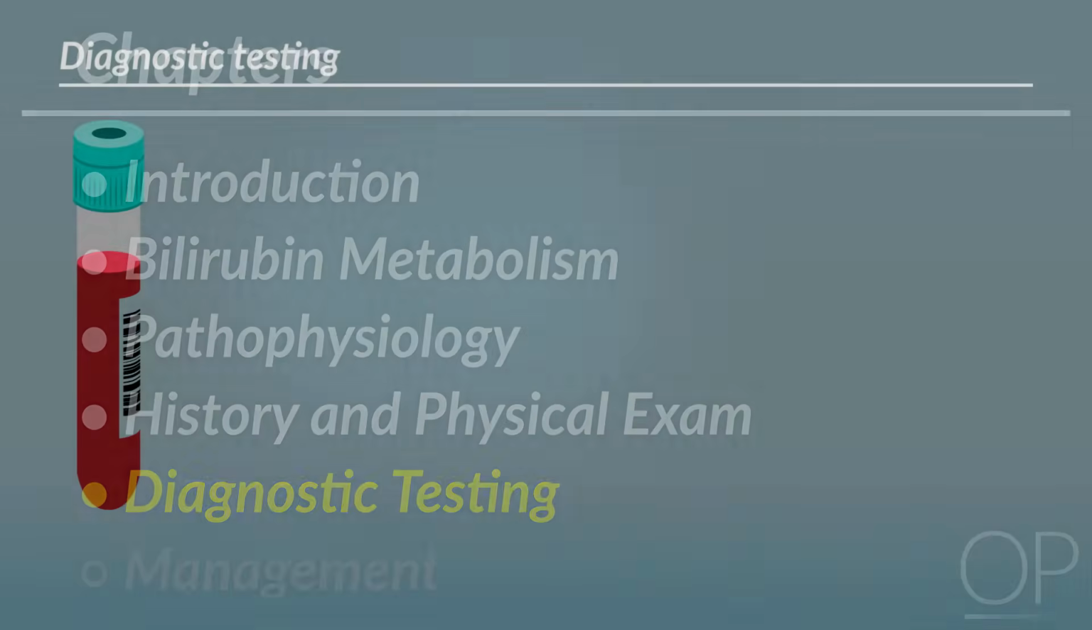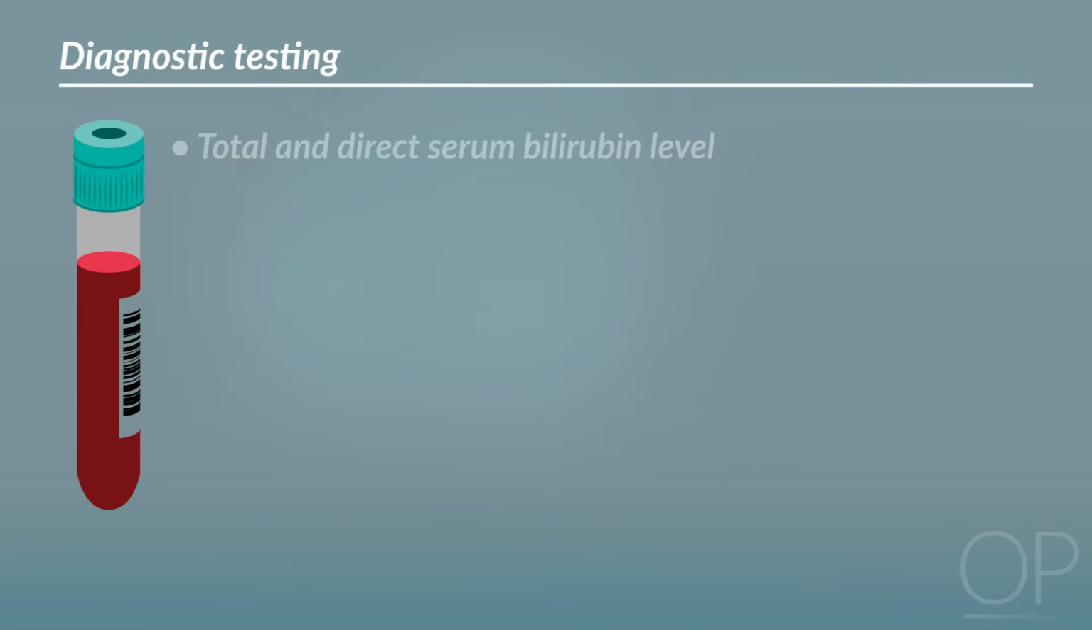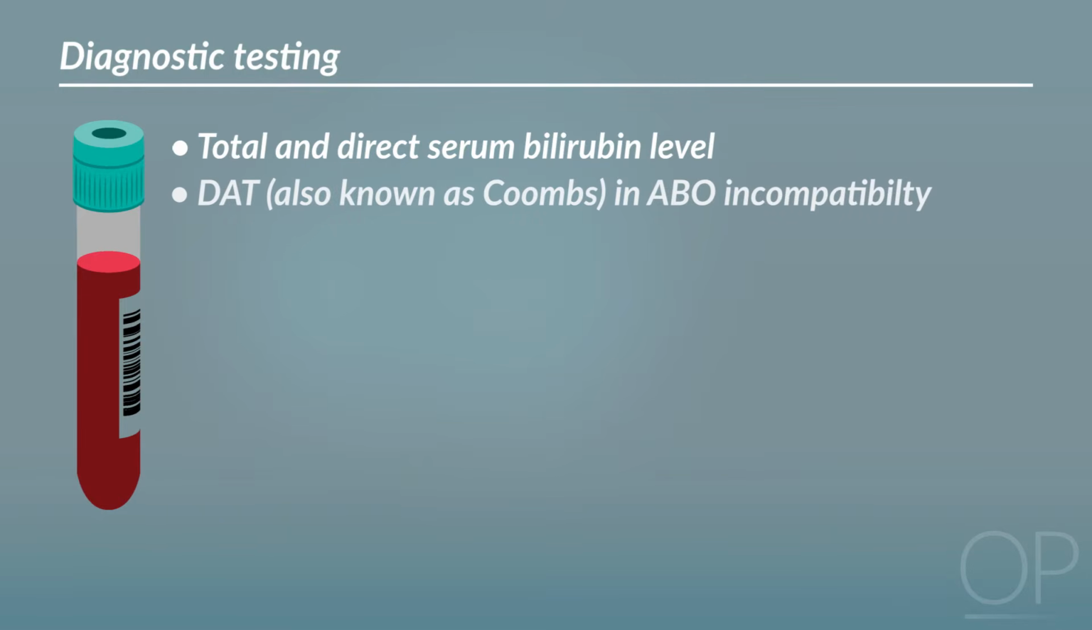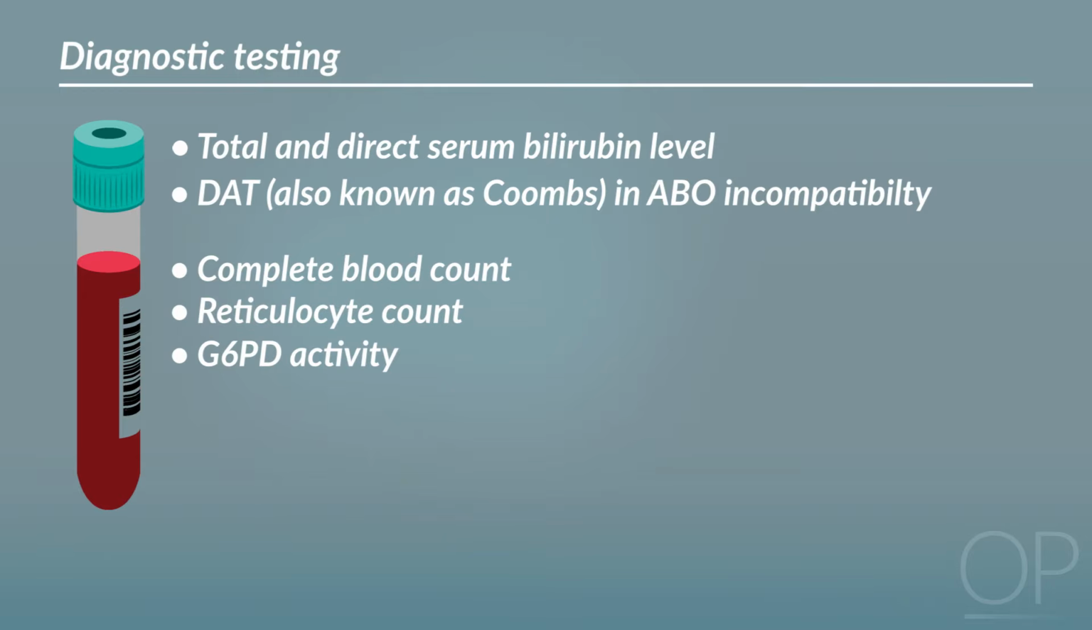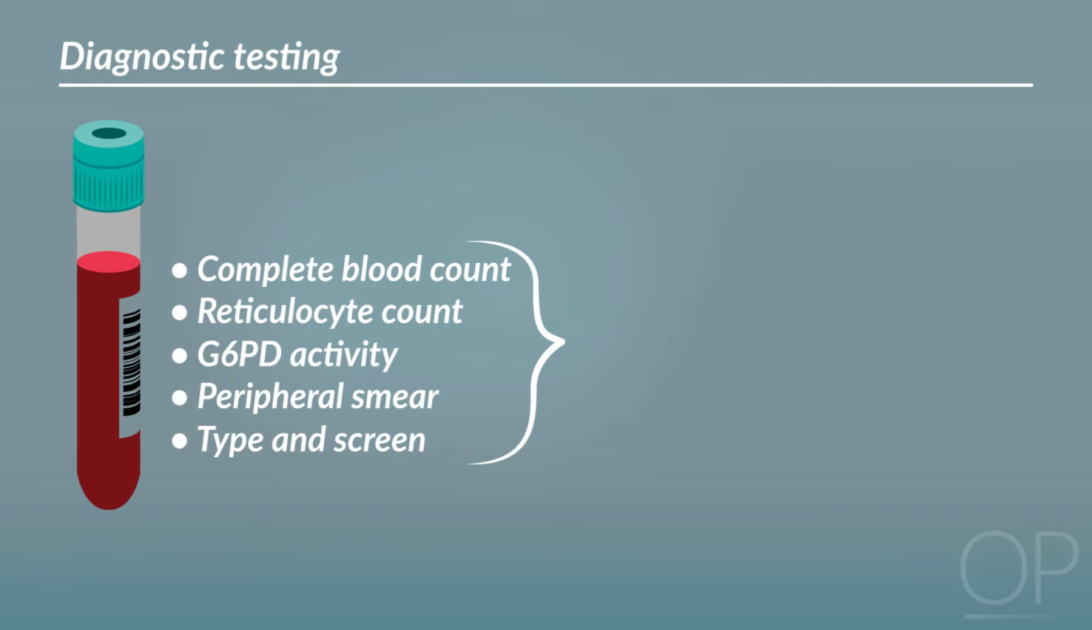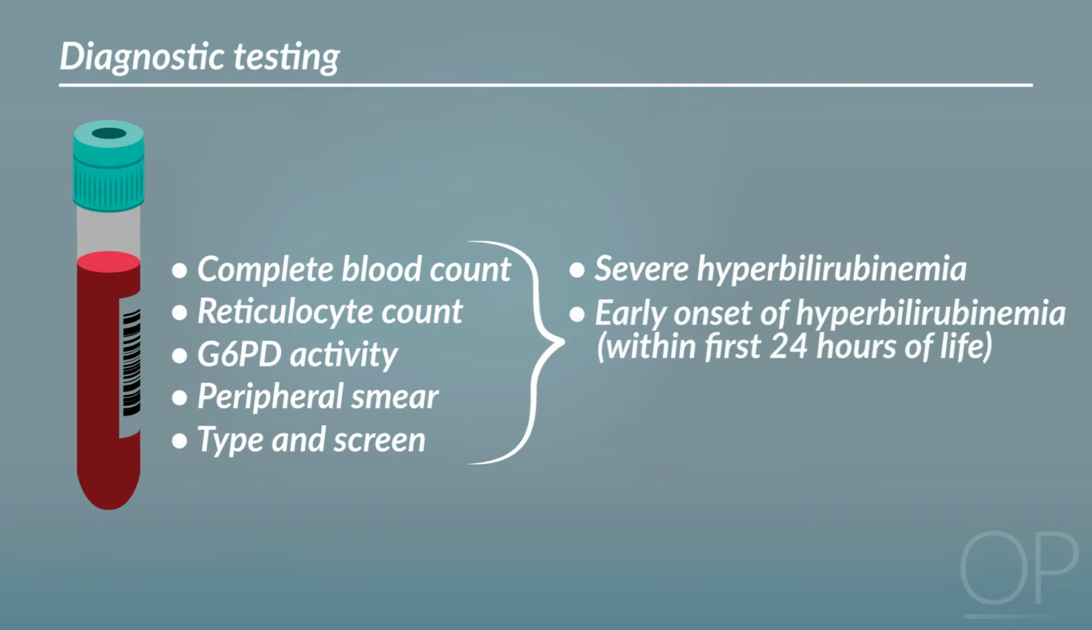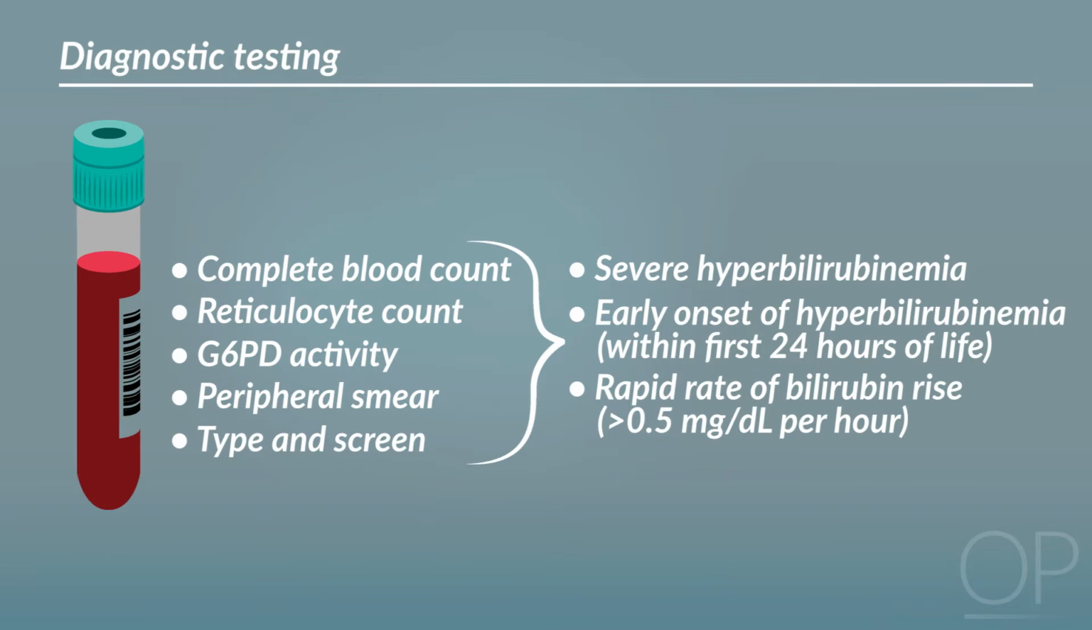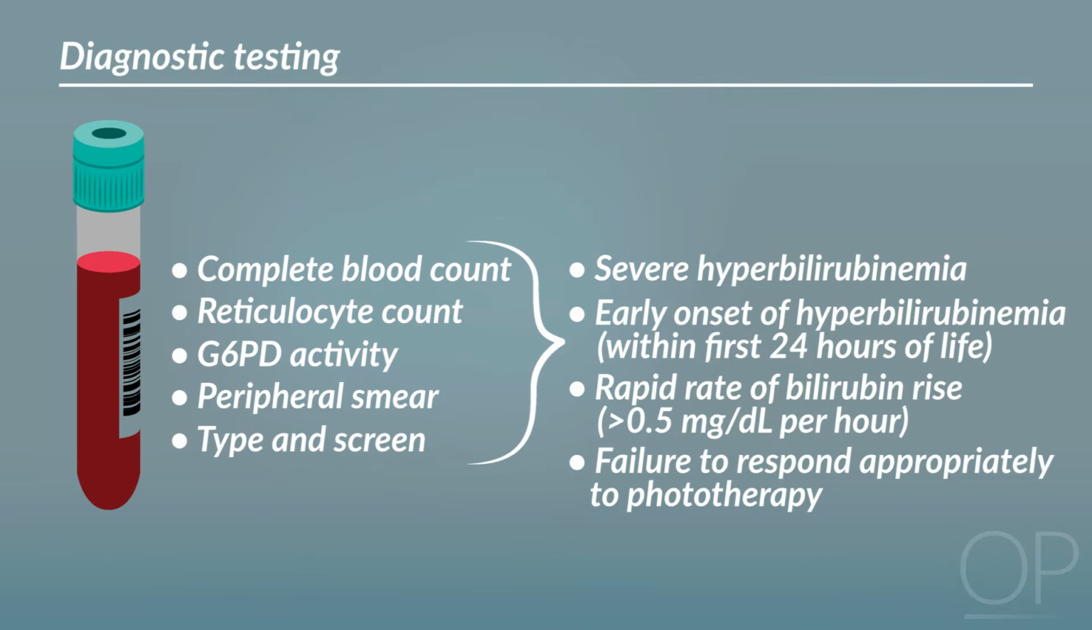Diagnostic testing. Diagnostic testing should always include a total and direct serum bilirubin level. In cases of ABO incompatibility, a DAT, also known as a Coombs, should also be sent. CBC, reticulocyte count, G6PD activity, peripheral smear, and type and screen should be considered in cases of severe hyperbilirubinemia, early onset of hyperbilirubinemia within the first 24 hours of life, rapid rate of bilirubin rise greater than 0.5 milligrams per deciliter per hour, failure to respond appropriately to phototherapy, or persistent hemolysis.